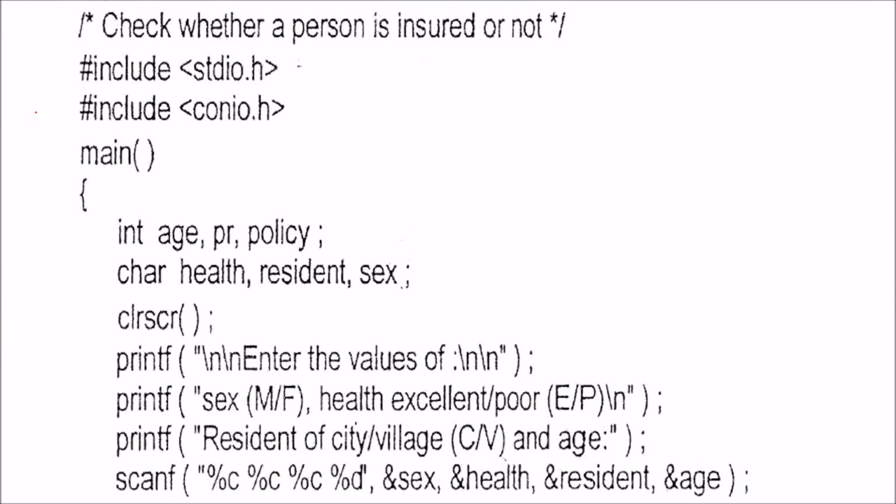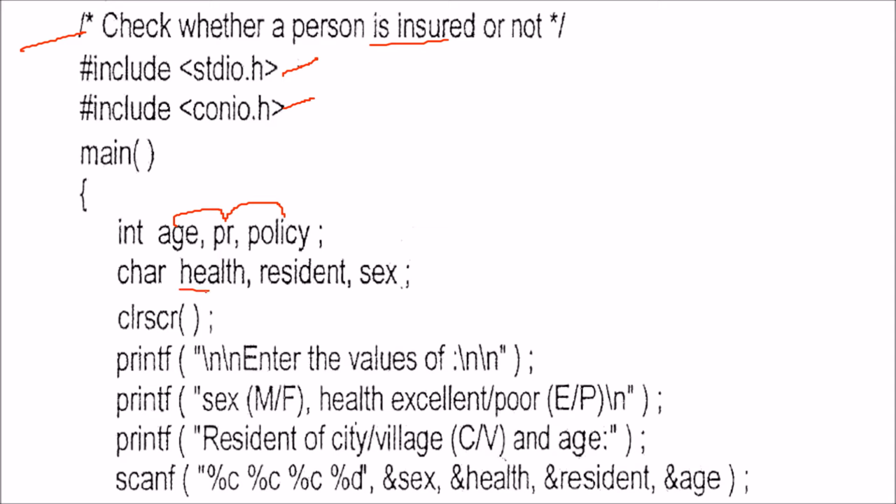So how are we going to solve or write a program for this? We'll write a comment. This is not mandatory, but it's a good practice. Check whether a person is insured or not. stdio.h and then conio.h. Then we take age, PR and policy. What is this? I'll tell you what these are.